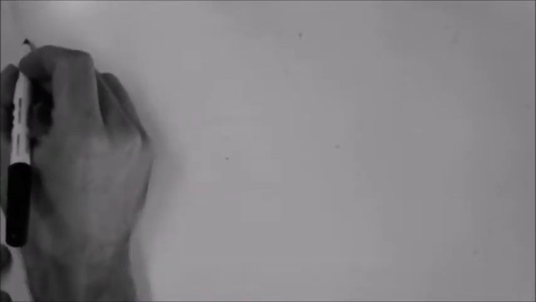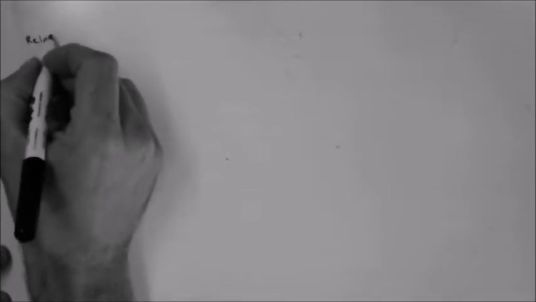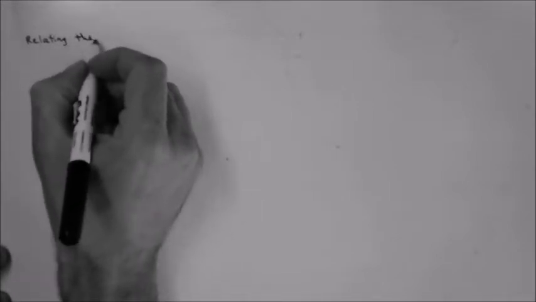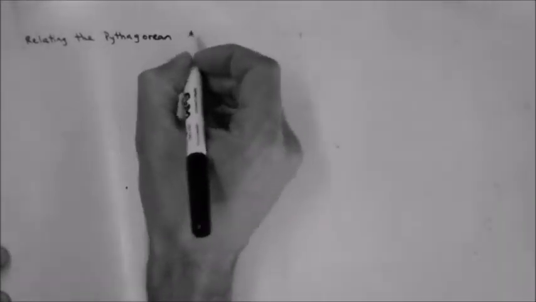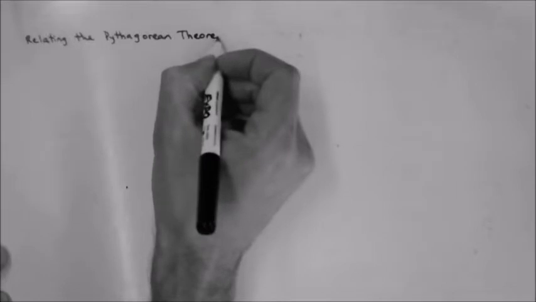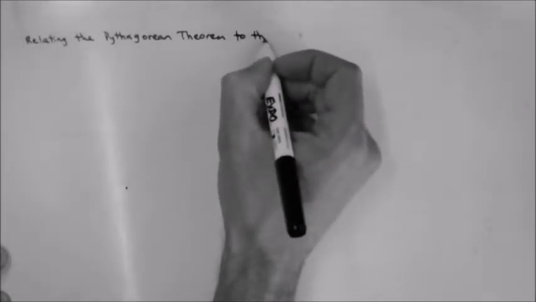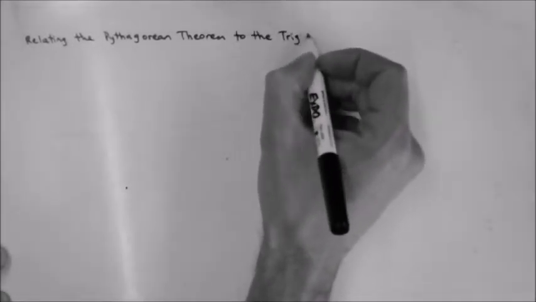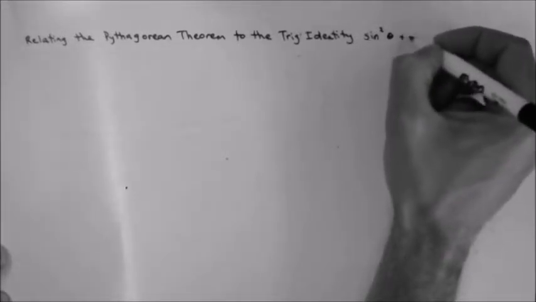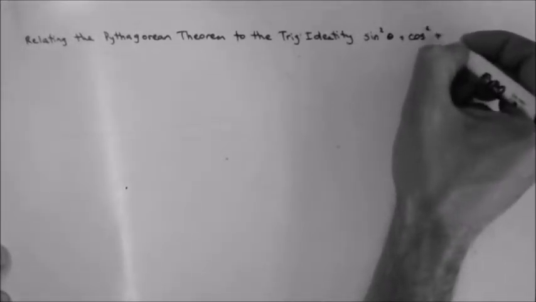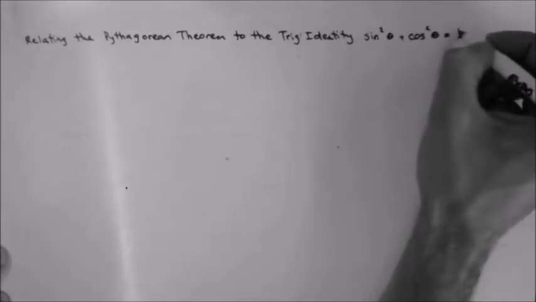And what we're doing is relating the Pythagorean theorem to the trig identity sine of theta squared plus the cosine of theta squared equals 1.